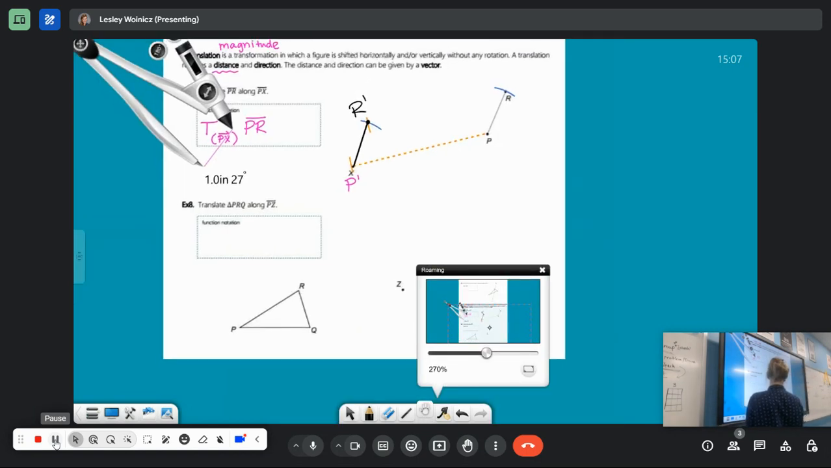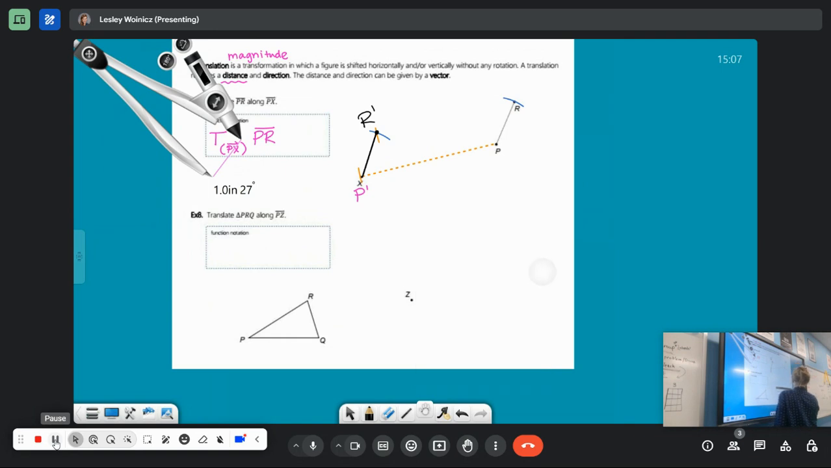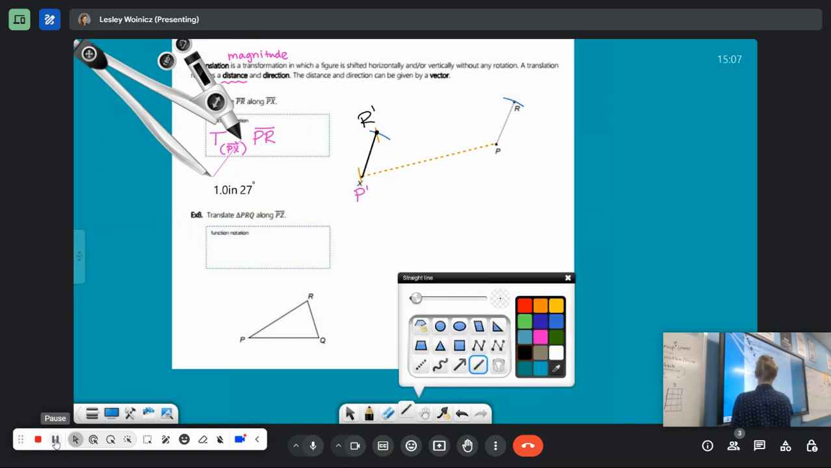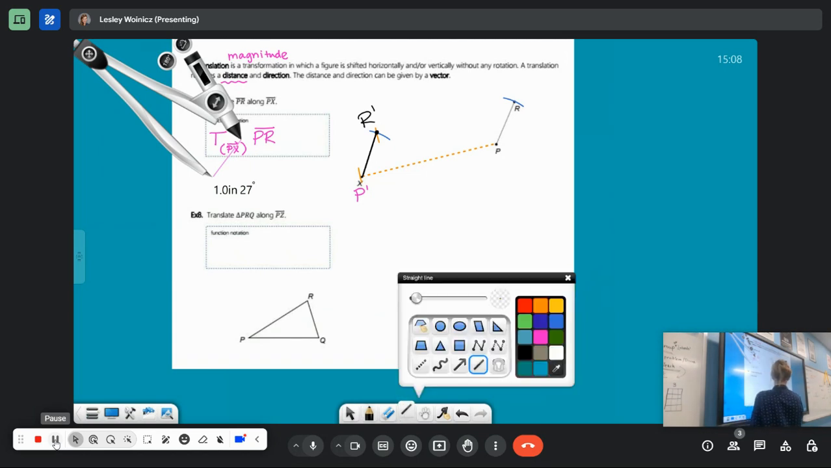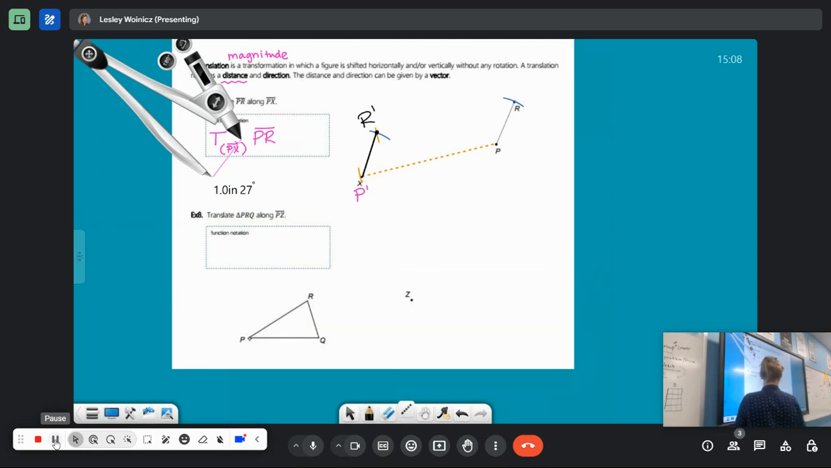This time we're going along PZ. So here is my vector. It's going from P, oops, I wanted the dashed. I kind of like that. It's going from P to Z. So I'm going to slide that whole triangle that distance in that direction. Let's do the function notation. We're going to translate along vector PZ with the barb, and we're doing this to triangle PRQ.